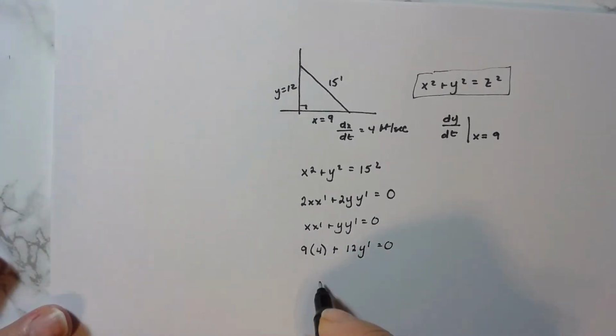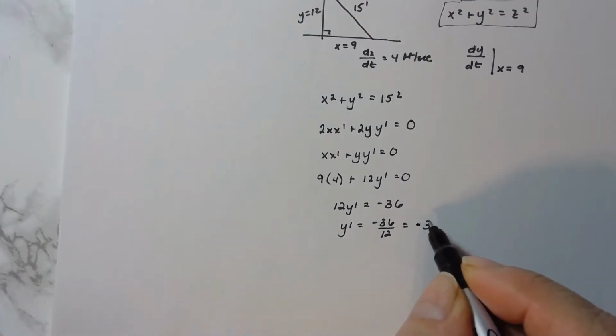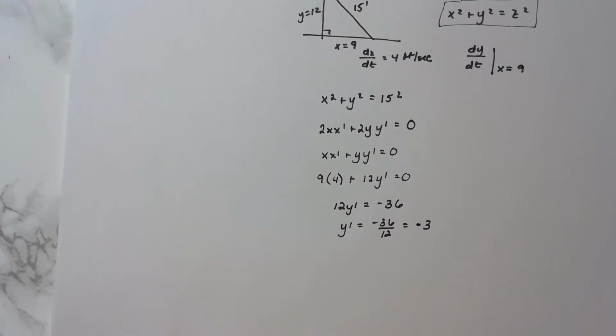I'm going to subtract 36 from both sides. And I'm going to divide both sides by 12. And so we get -3, right? So what this means, if I were to write, so again, I'm just verbalizing it, but you would have to write it. I would have to say that the top of the ladder is falling or sliding down. That represents this negative here, sliding down the wall at a rate of 3 feet per second at the moment when the bottom of the ladder is 9 feet from the wall.